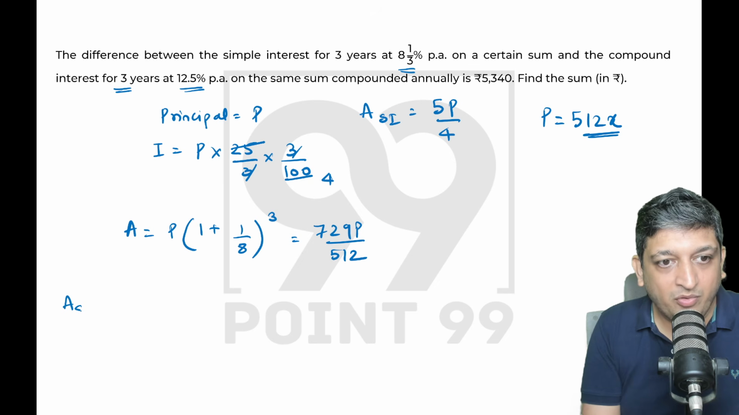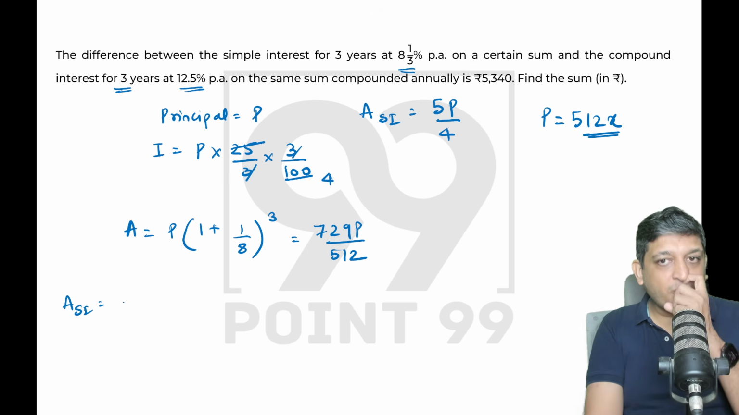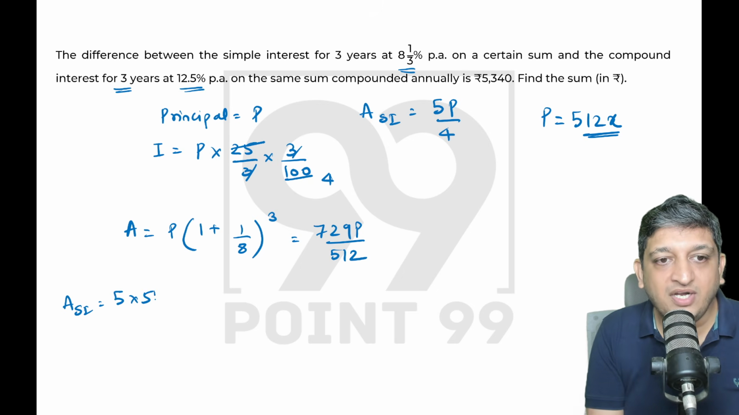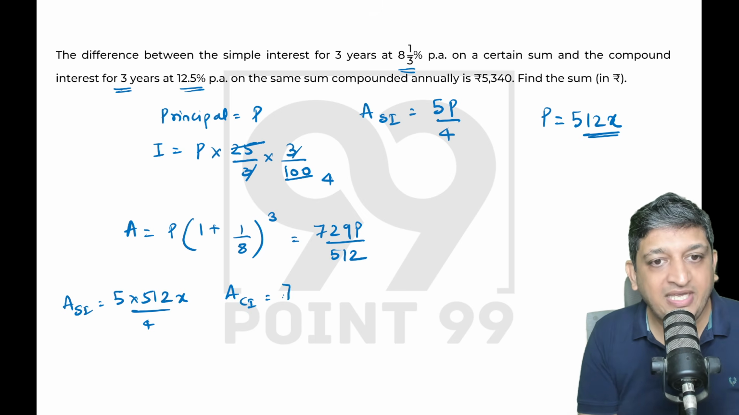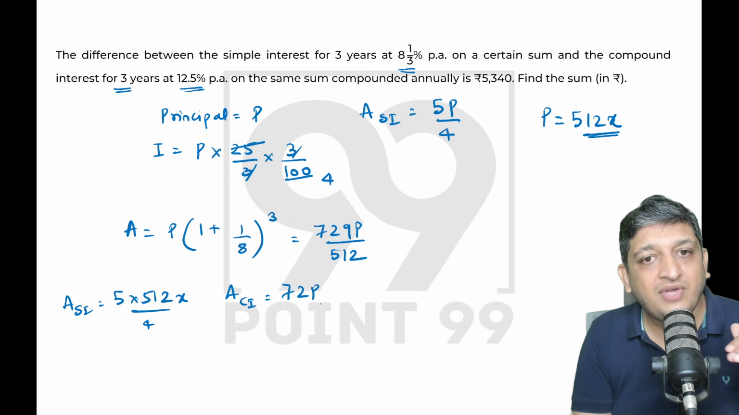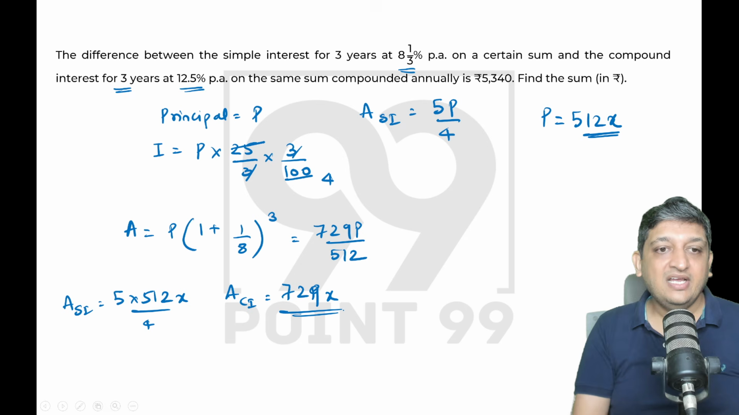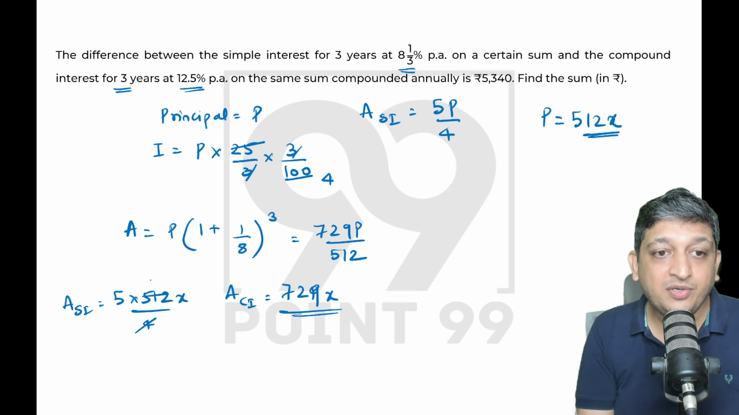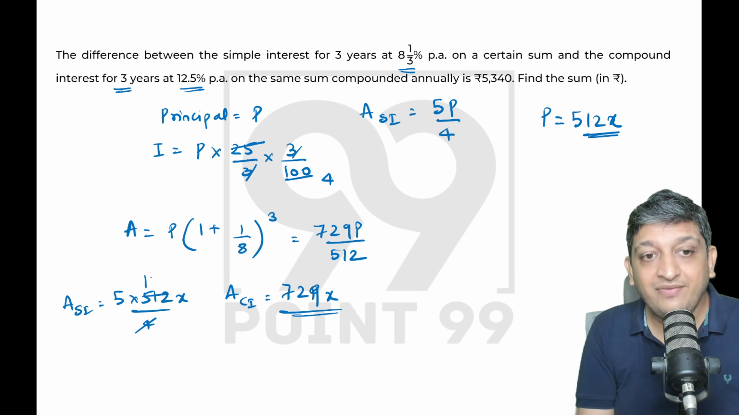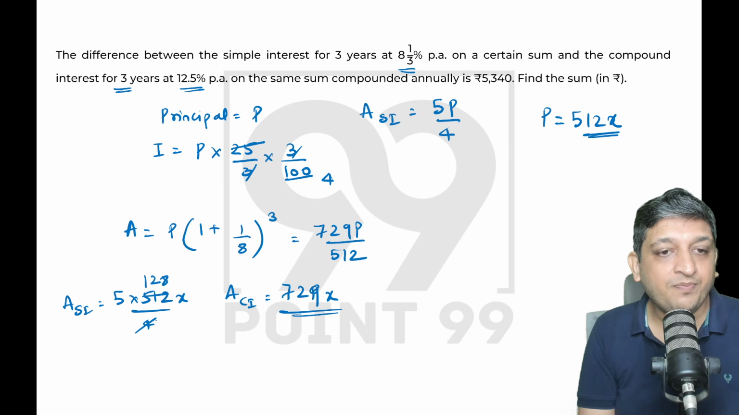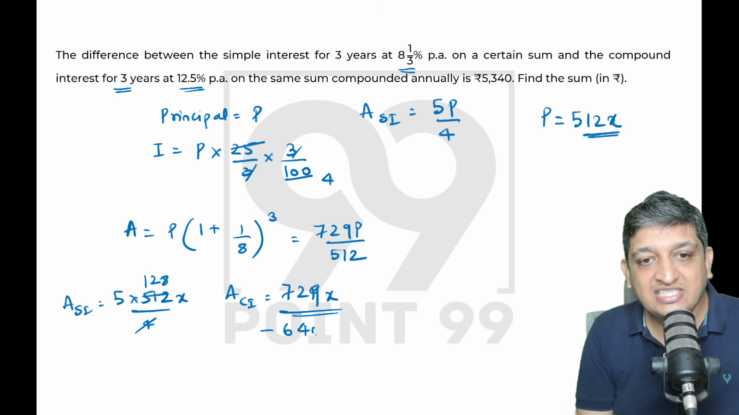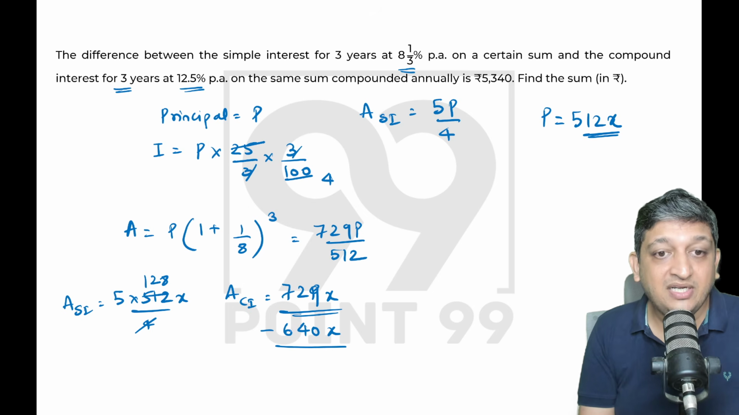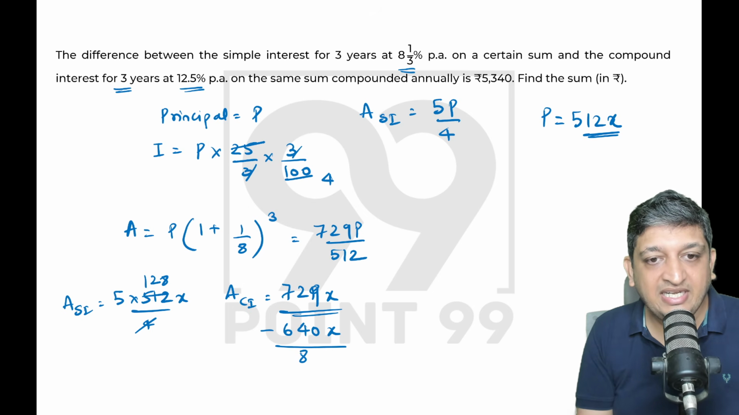So if you are looking at the amount through SI, I am going to get 5P by 4, or 5 into 512x by 4. And the amount, had I invested it on compound interest, is going to be 729 by 512 into 512x, or 729x. Right? So this is what we are going to get. What about this one? I'll just cancel this. I'm going to get 4 ones are 4. I'll be left with an 11. 4 twos are 8. 32. 4 eights are 32. 128 into 5 is going to be what? 640. So 729x minus 640x is going to be the difference, and that is going to be equal to 89x.